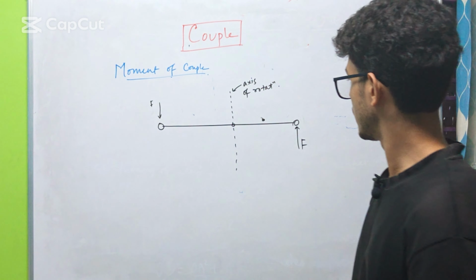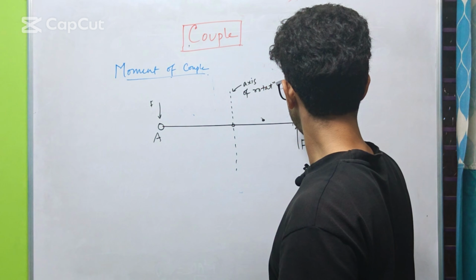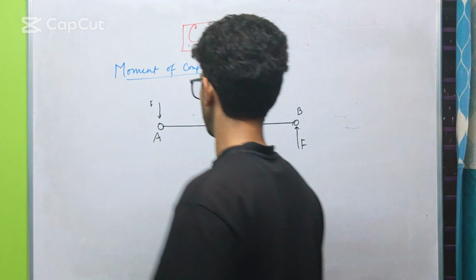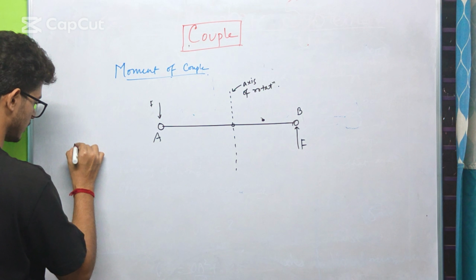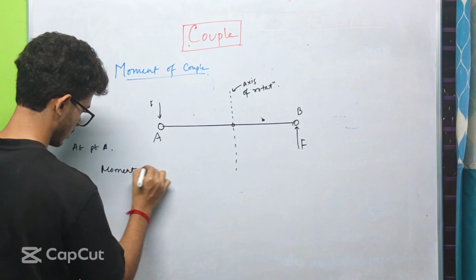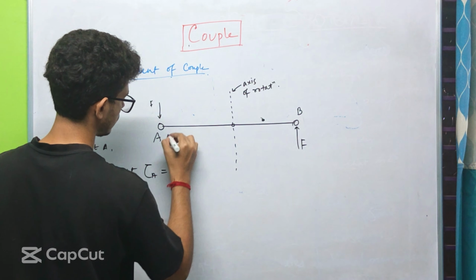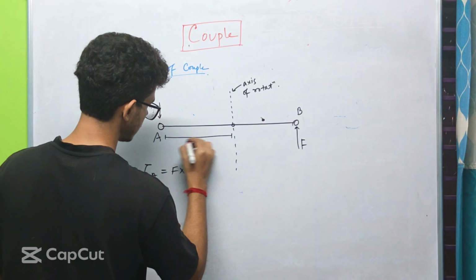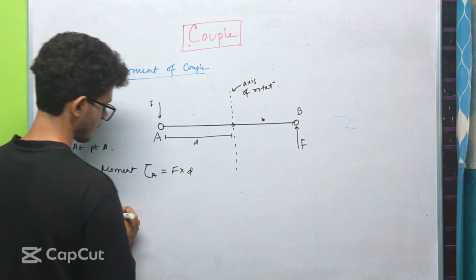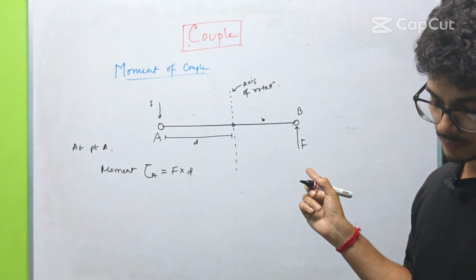Now in this case, if we depict this as point A and this as B, we can find out the moments for both the points. For point A, the moment will be F into, let's say this distance is D, F into D, and similarly there will be a moment for the point B.